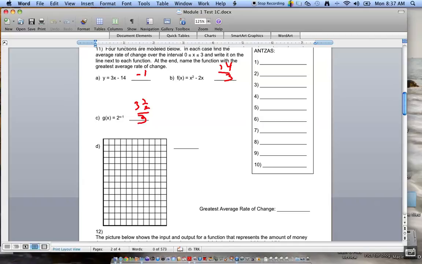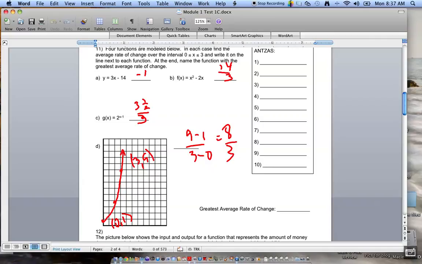As far as the graph goes, I didn't draw one the other day, so I said to draw your own. But I'm going to draw you the one that I drew. Your answer can vary, obviously, because you did a different one. 0, 1, and 3, 9. Using those points, I get 9 minus 1 over 3 minus 0, which is 8 over 3. Okay? So here's what we have.